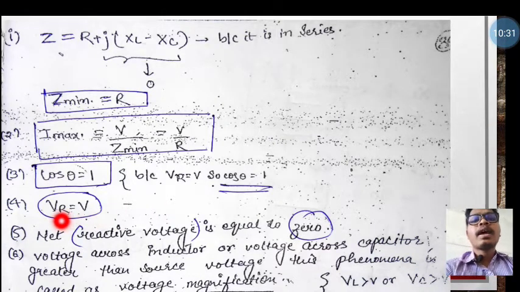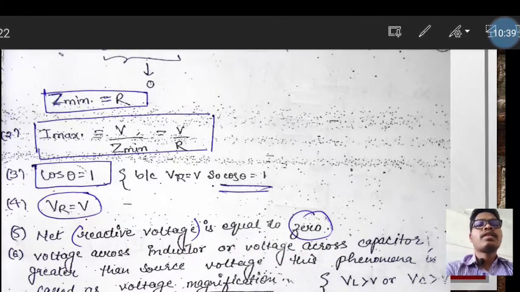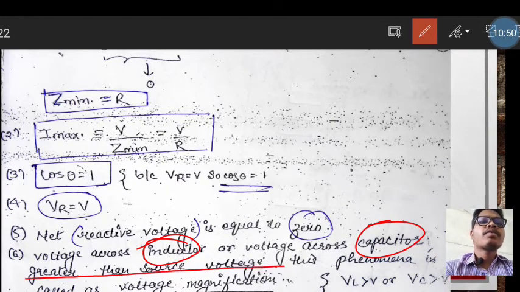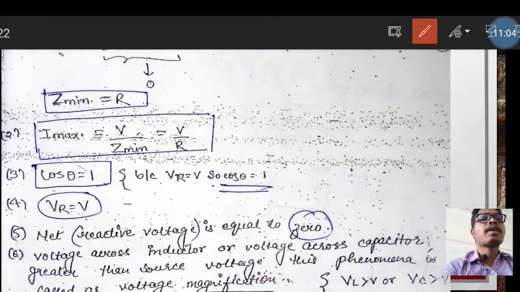So here Vr is equal to V and the net reactive voltage is equal to 0. If the voltage across the inductor and the voltage across the capacitor are greater than the source voltage, then this phenomenon is called voltage magnification. So this is the condition: if VL is greater than V or Vc is greater than V, then that condition is called voltage magnification.